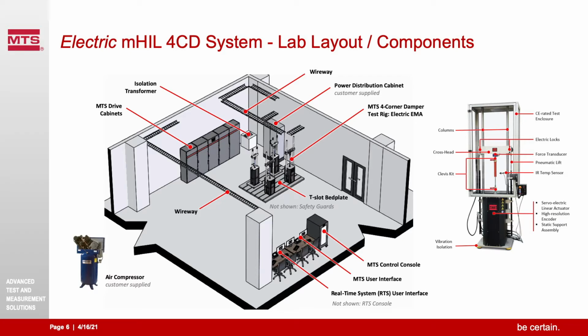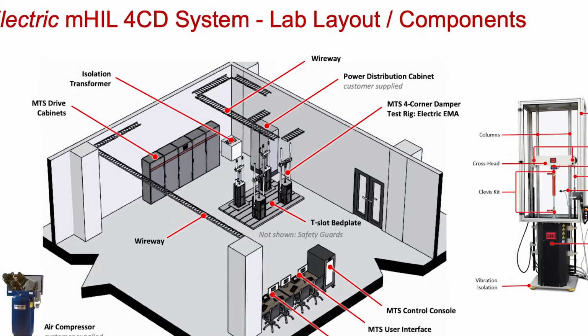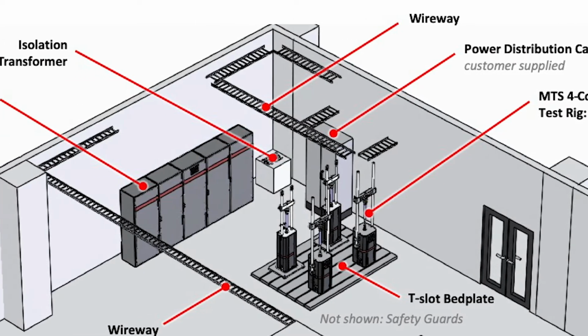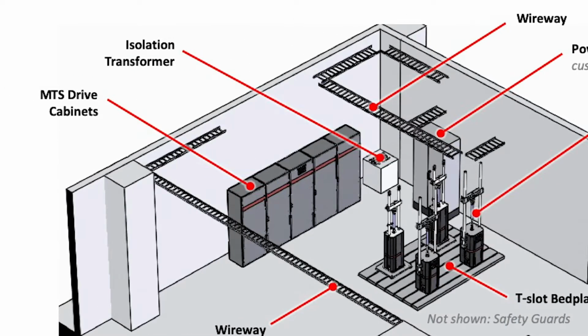This slide is showing the electric mHIL 4-corner damper system, lab layout and components. Focusing your attention at the center is the MTS 4-corner damper test rig with electromagnetic actuation. These 4 corners are mounted to a T-slot bed plate to react the forces generated during system testing. The electromagnetic actuators are fed from a power distribution cabinet that feeds into an isolation transformer, the MTS drive cabinets, and then out to the individual EMA corners.